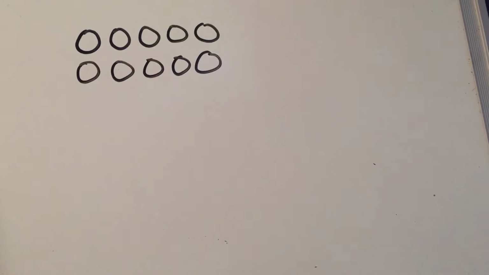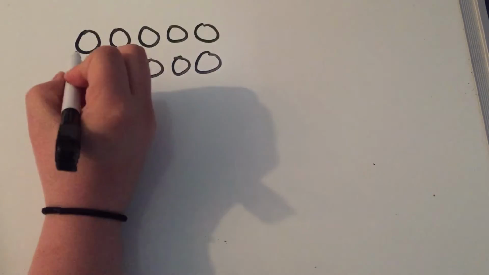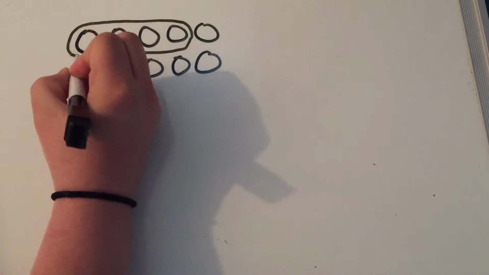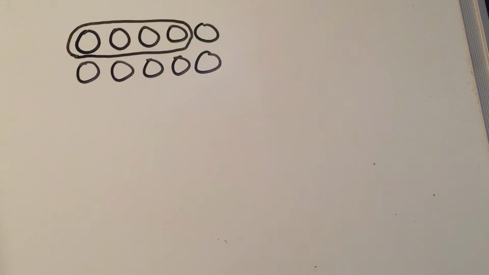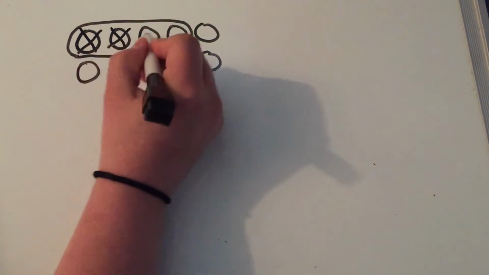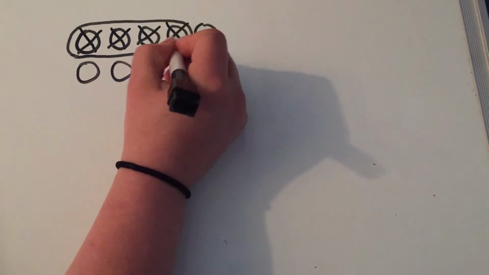Now, 4 of her peaches weren't yet ripe, which means they weren't ready to eat. So we are going to circle those 4 unripe peaches so we can find out how many peaches are ready to eat, because we don't want to eat peaches that aren't ready. So we're going to circle that group of 4 as well as cross it out so we can find out how many peaches are ready to eat.